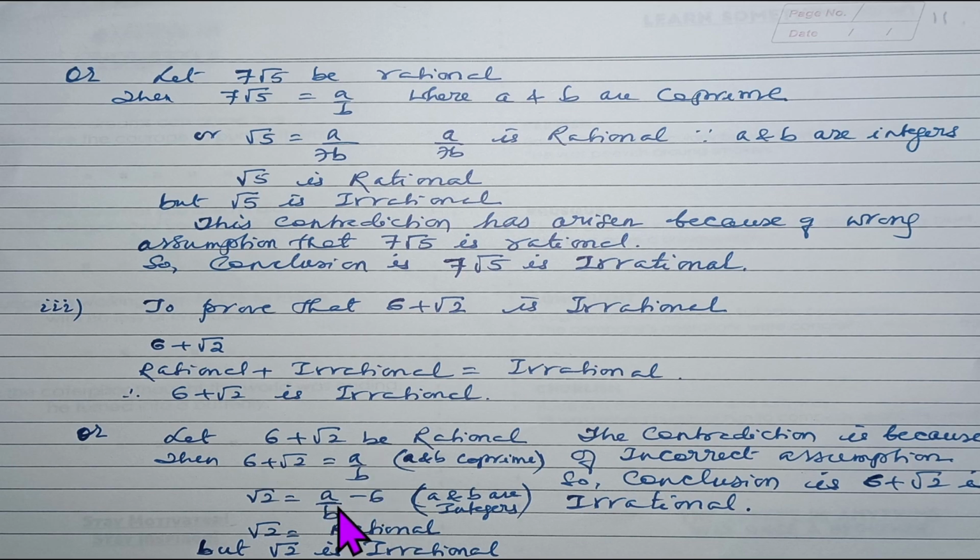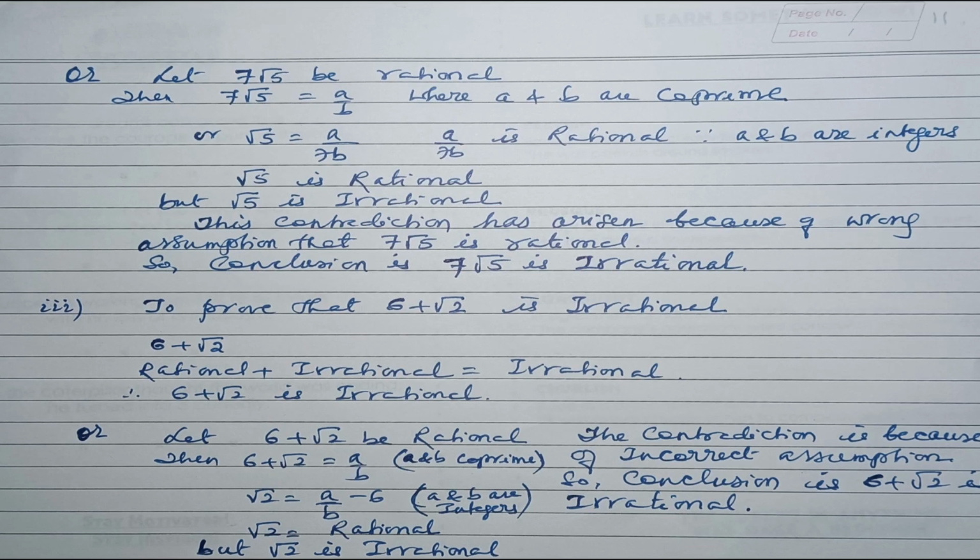By taking 6 to the right side, I get a by b minus 6, that is (a minus 6b) by b. 100% it is a rational number because all are integers here. So the RHS is rational, whereas root 2 is irrational, and irrational becoming equal to rational is impossible. So this contradiction has arisen because of our incorrect assumption that 6 plus root 2 is a rational number, whereas it is not. So the conclusion is that 6 plus root 2 is an irrational number.